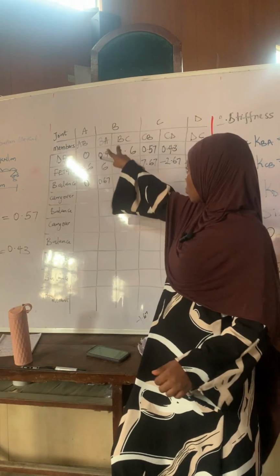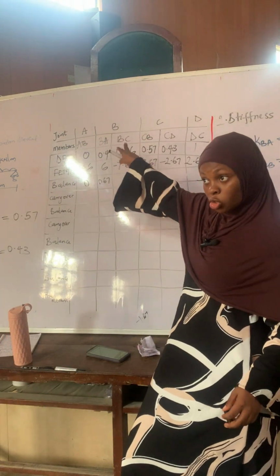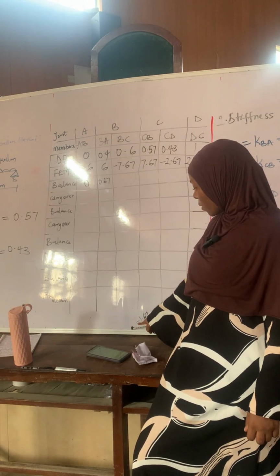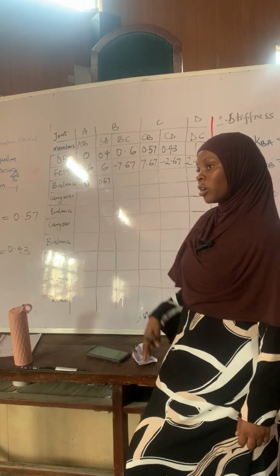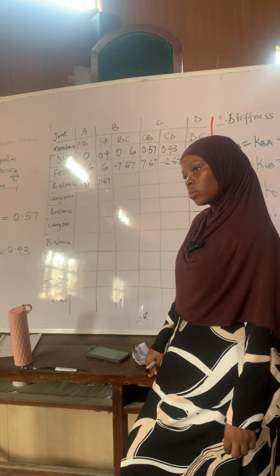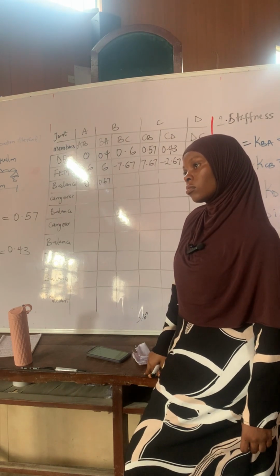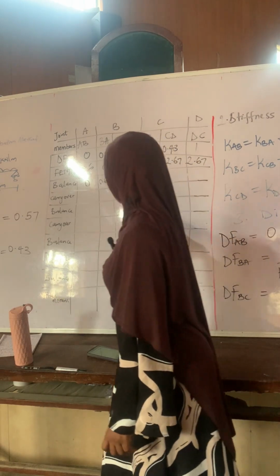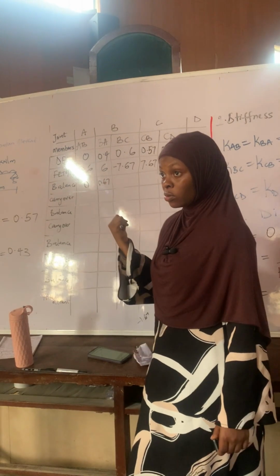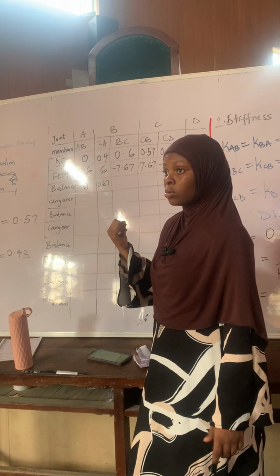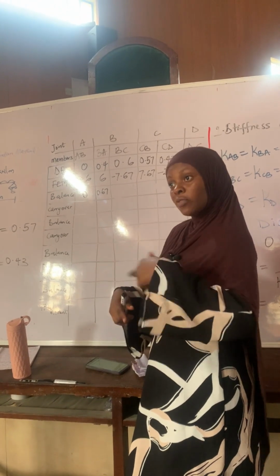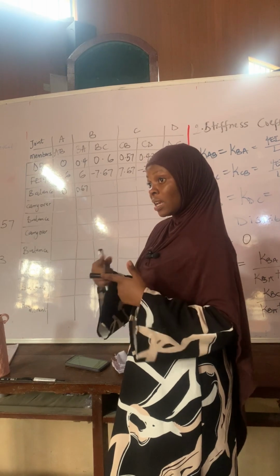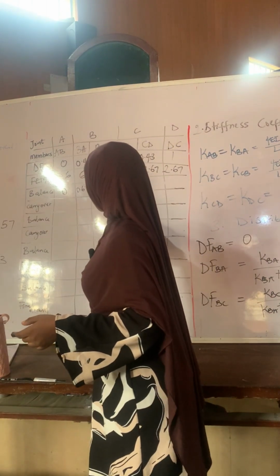You're still working with joint B, so it is still the same minus 1.67. Now multiply minus 1.67 by your distribution factor 0.6, which is minus 1.00. You're going to change the sign. If you get positive, change to negative. If you get negative, change to positive when you're balancing. So it's going to be 1.00, right?